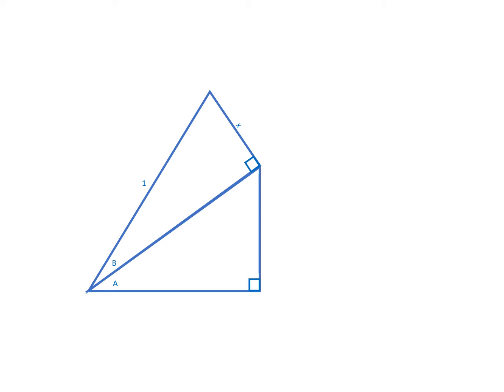So using the big triangle, I can see that the sine of this angle, the sine of B, equals X over 1. So X is sine B. And let's find out what this side is. Again, using the big triangle with this angle here, cos B equals X over 1. So X is cos B.